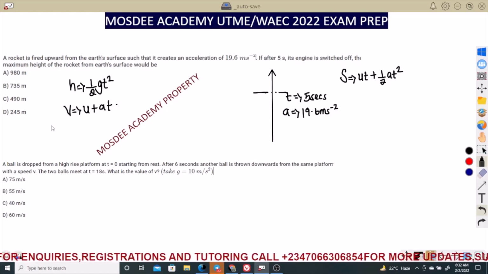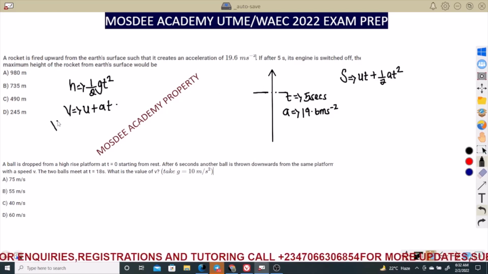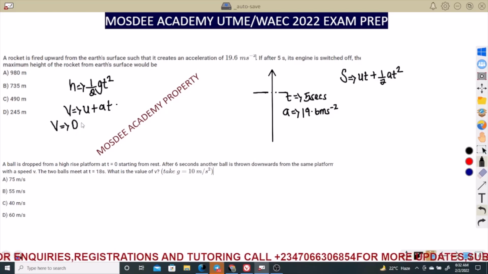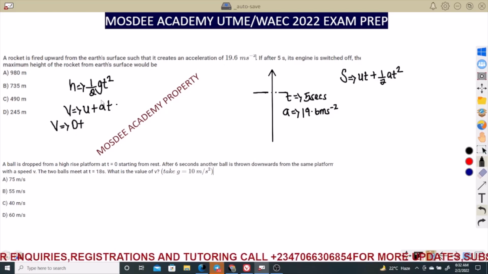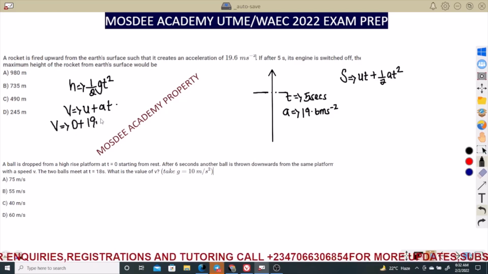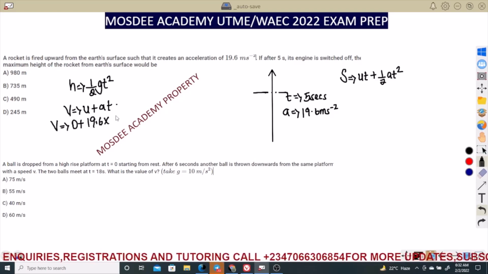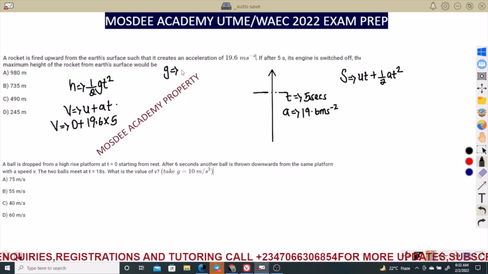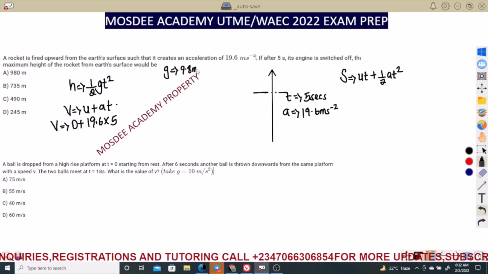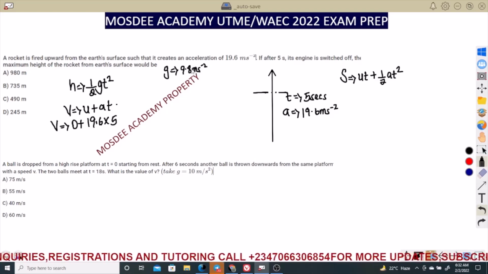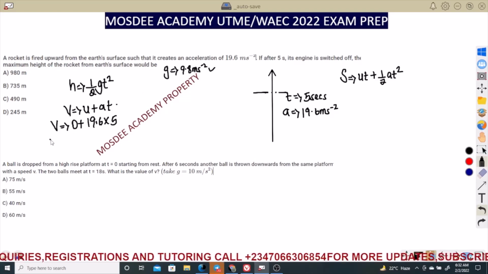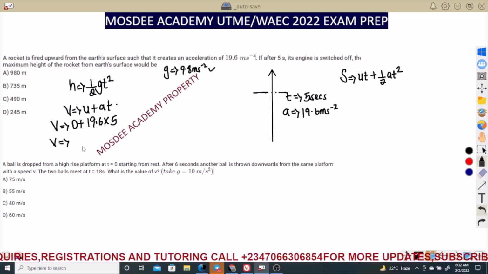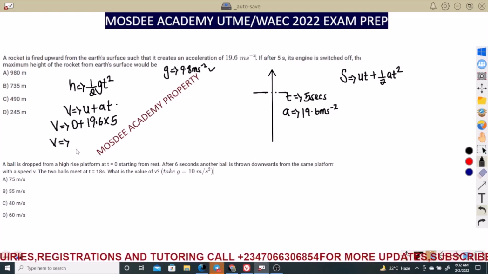Since the body is starting from rest, the velocity the body will reach will be 0 plus the acceleration of the body, 19.6, multiplied by the time of the body, which is 5. So please, I would ask you to take g to be 9.8 meters per second squared, because we are still going to need g, my dear students. So from here, v equals 0 plus 19.6 times 5.